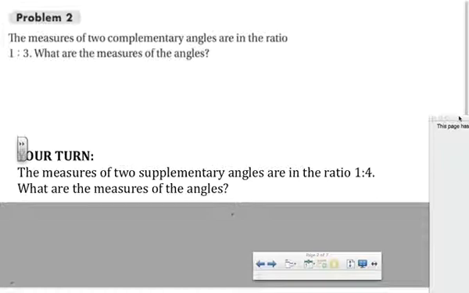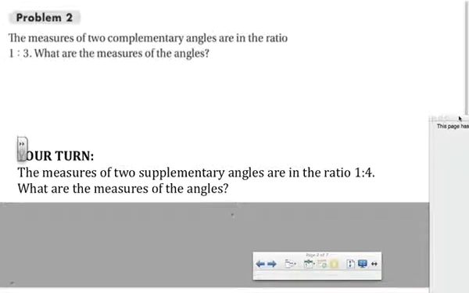Let's refresh our memory. Complementary angles, what's that? They add up to 90 degrees, ladies. So I have 2 angles that add up to 90 degrees, and they are in the ratio of 1 to 3. Realize what happened here. Somebody had these 2 angles. He noticed that when he put them in a fraction form, it reduced to 1 over 3.